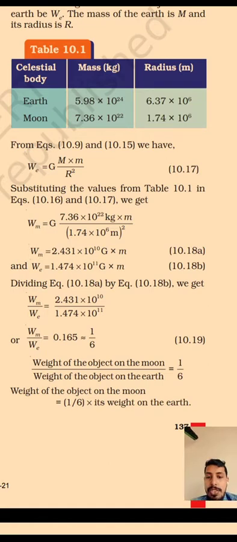That is, weight of the object on the moon divided by weight of the object on the earth is equal to 1 by 6. And the weight of the object on the earth we take to the right side. Then 1 by 6 into the weight of the object on the earth, then weight of the object on the moon കിട്ടും.